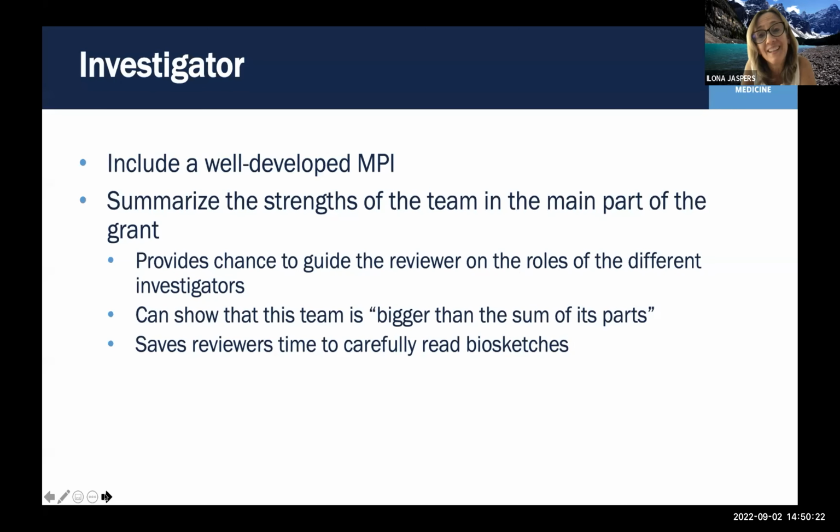In addition, it really saves the reviewer time reviewing biosketches. We all have to write a comment in the investigator scoring criteria. And if you can save us time going painfully through the individual biosketches, that's really something that is reviewed favorably. So I usually put that in there as a small paragraph.